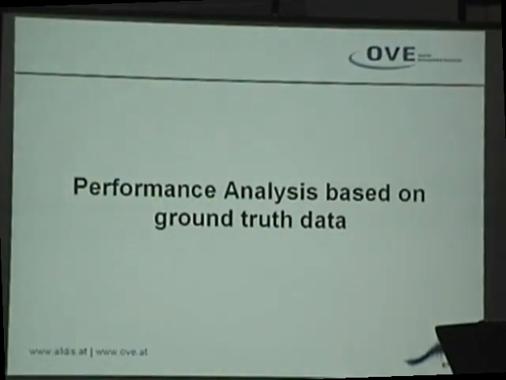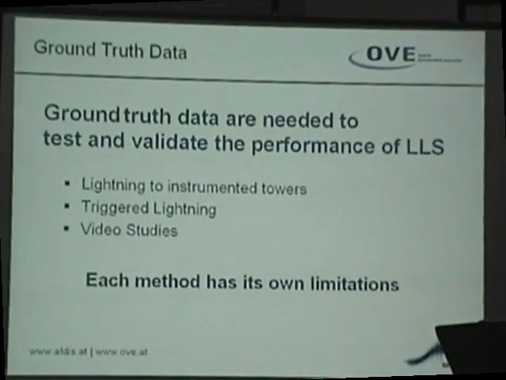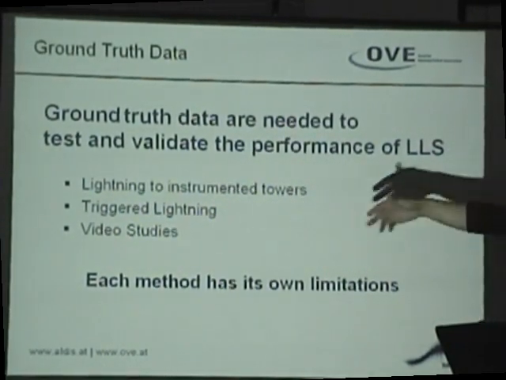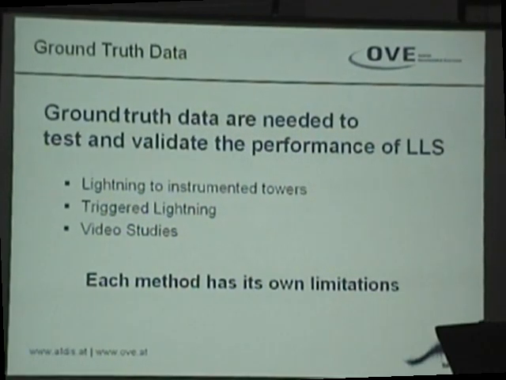Now the last chapter. I hope it's not too long already. Ground truth data: what we are doing at the Gaisberg Tower. We have equipped the tower in Austria with peak lightning current measurements, and we are using it for testing the lightning location system. You can also use different things. You can use triggered lightning, and you could use videos to study it, as you do. But in Austria, we started with the lightning current measurements at the tower.